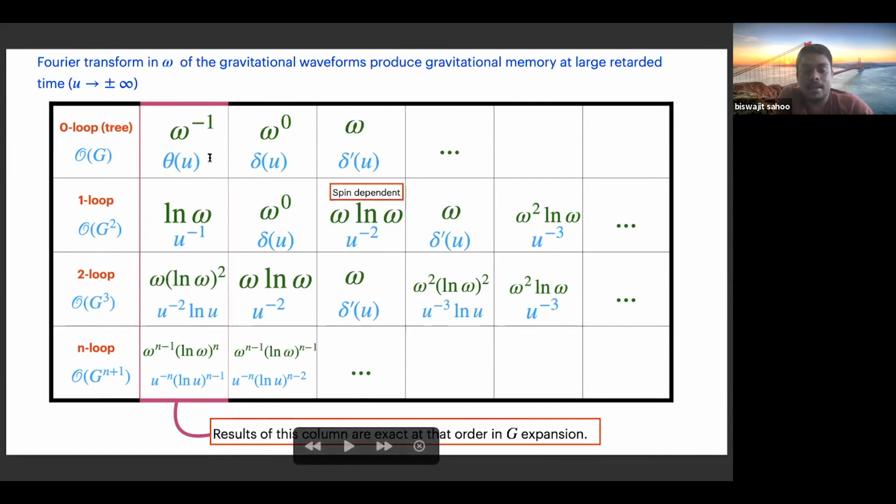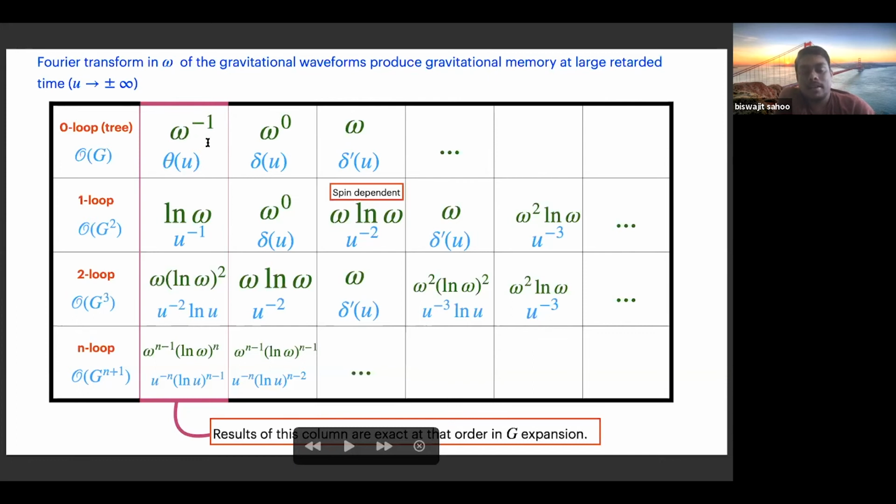And here I am giving a list. So this omega to the power -1 from the 0 loop, which appears at order G, contributes to the memory as a Heaviside theta function of u, which Prahar discussed, that you have to take the change of the metric fluctuation from u going to minus infinity to u going to plus infinity, and that difference will give the leading memory, which is known.